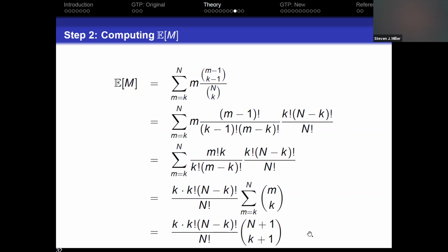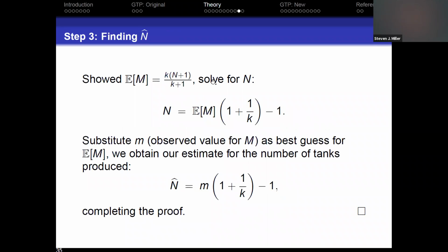Well, now that we have that, we expand that out in terms of factorials. We do some cancellations, and we get a beautiful simple formula at the end of the day: the expected value of m is just going to be k(n+1) divided by k+1. So we can now solve for n in terms of m and k. So n is going to be the expected value of m times 1 plus 1 over k, minus 1.